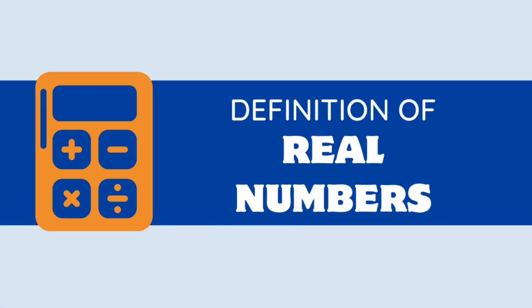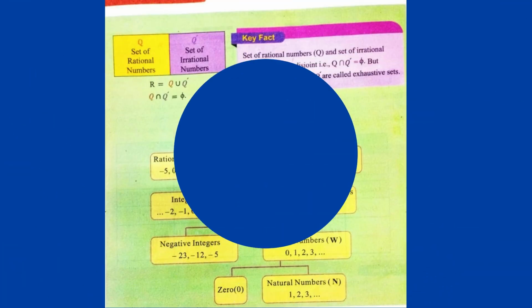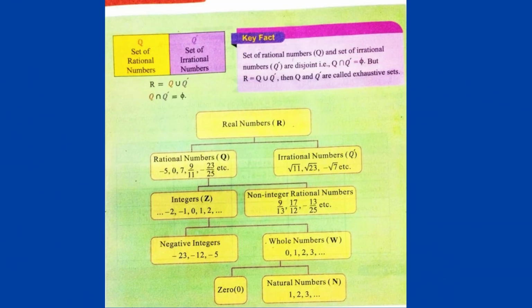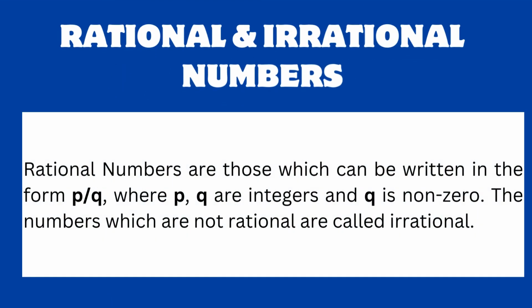Today the topic we are going to cover is the definition of real numbers. The set of real numbers is the union of two sets, the set of rational numbers and the set of irrational numbers, and these two sets are disjoint as well. That is, if we have a rational number, then it cannot be irrational and vice versa. Now let's come to the definition of rational and irrational numbers.